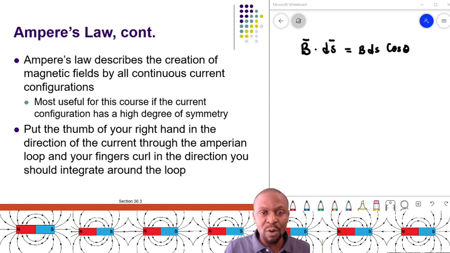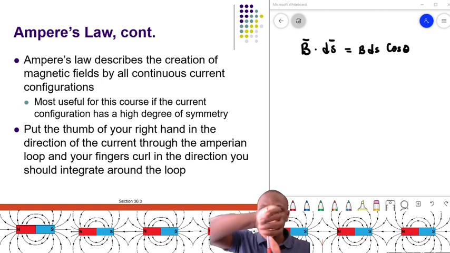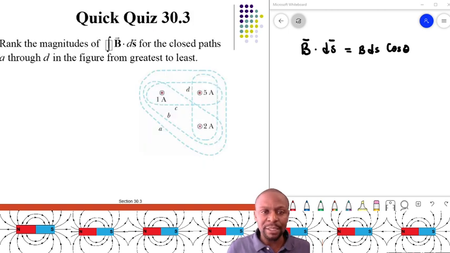Put the thumb of your right hand in the direction of the current through the Amperean loop, and your fingers curl in the direction the field should be integrated around the loop. That is, if the current is going up in the wire, my curled fingers show the magnetic field, while the thumb shows the current. And when the current is going down, the magnetic field will just be circulating around that wire in the opposite direction.